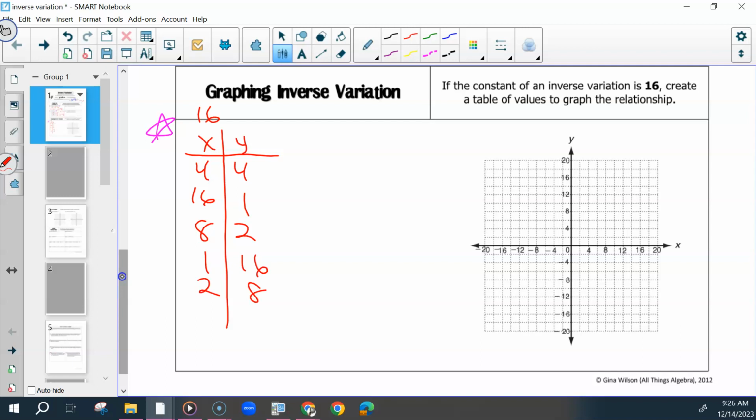Now I'm going to graph all of these points in whatever order you want. These are counting by 2s, so the 1s will have to go in between. So we have 4, 4, 16, 1, 8, 2, 1, 16, and 2, 8. We make this curved shape. So connect all of the points and draw arrows at the end.